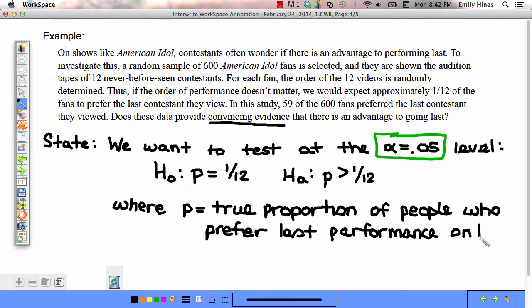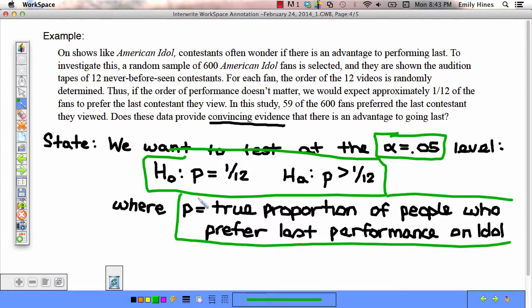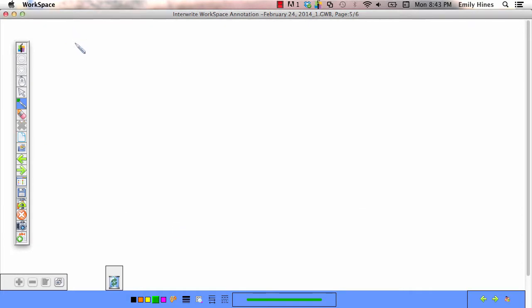on American Idol. Okay, you notice in the state, I have everything they asked me for. I have my alpha level, I have my hypotheses, and I have defined my parameter. This right here would give me a perfect score on the state part. Then I say, for plan, we are going to do a one sample z-test for proportions.